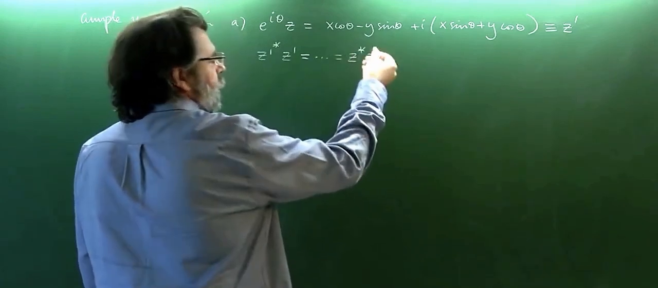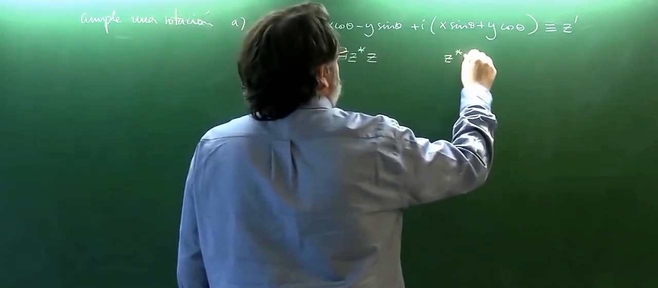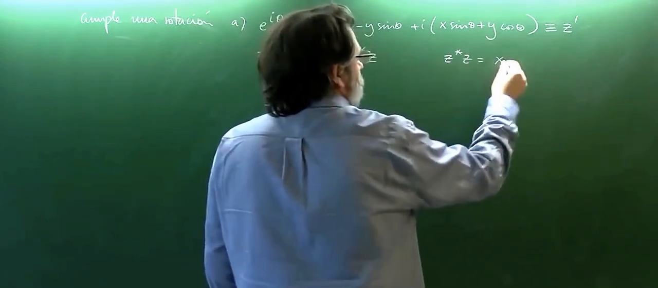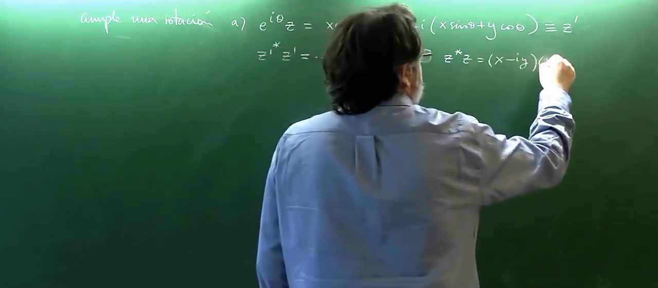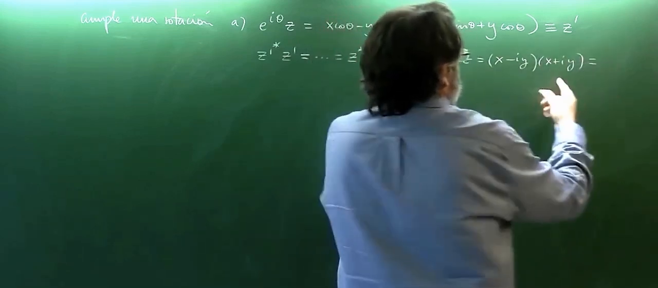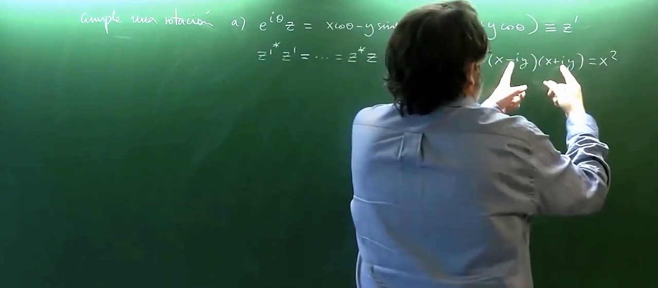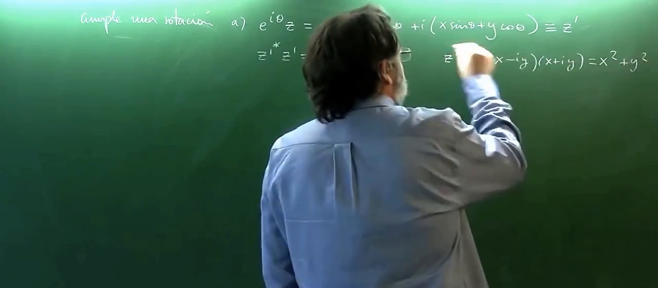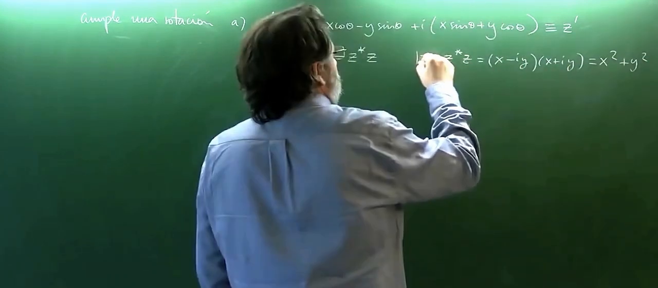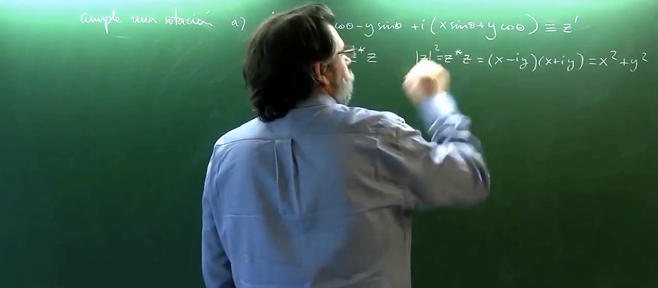Let's start with this first. What is z asterisk times z? Well, z asterisk times z is (x minus iy) multiplied by (x plus iy), and this is x squared plus y squared, since the crossed terms cancel out. Therefore, this is basically the modulus of the complex number squared.